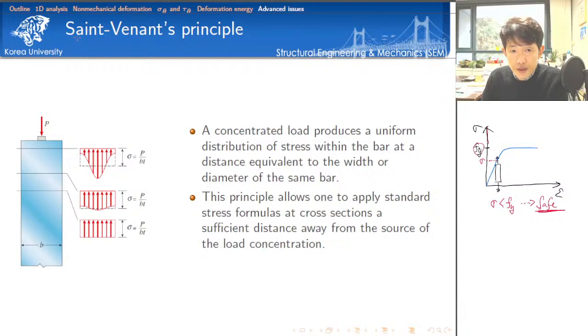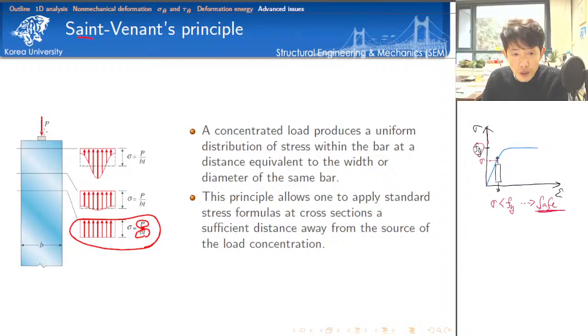And then the second issue is Saint-Venant's principle. So far, when we considered one-dimensional problems, we considered only the average stress value. We assumed the distribution of stress is uniform. So when you calculate normal stress, we just divided the magnitude of force by the area of the cross section. But in reality, it is not the case.